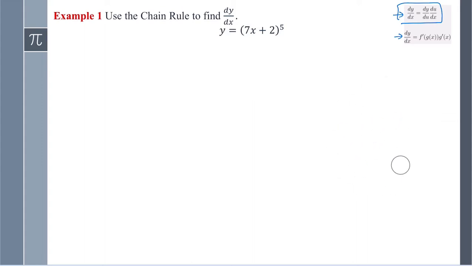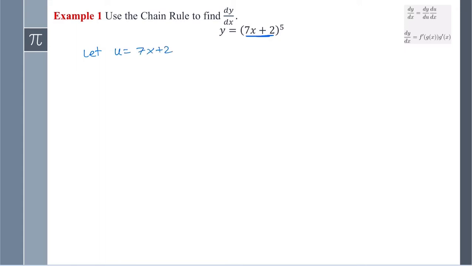For example, over here, if this was just x to the fifth, then we wouldn't need the chain rule. We could just use the power rule. But instead of x, we have a function here, which is more than just x. So in that case, we have to use the chain rule. If you are using the first version of the chain rule, we let the inside function be u. Here the inside function is 7x plus 2. So let u equal 7x plus 2.